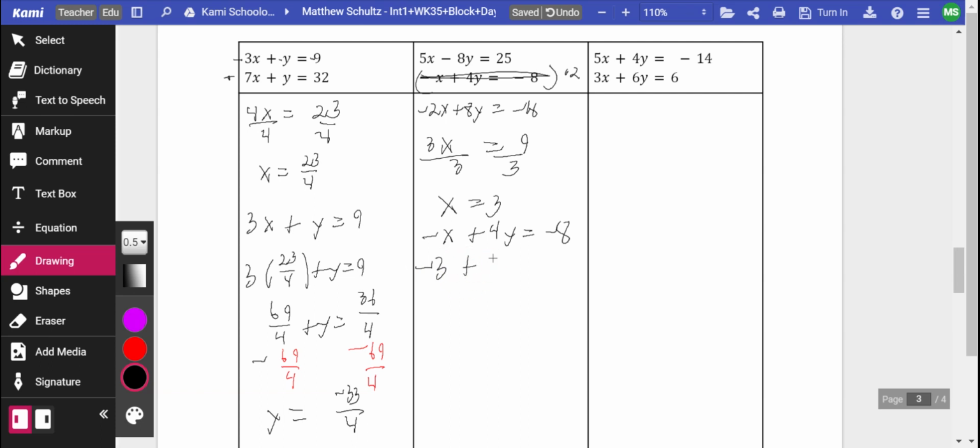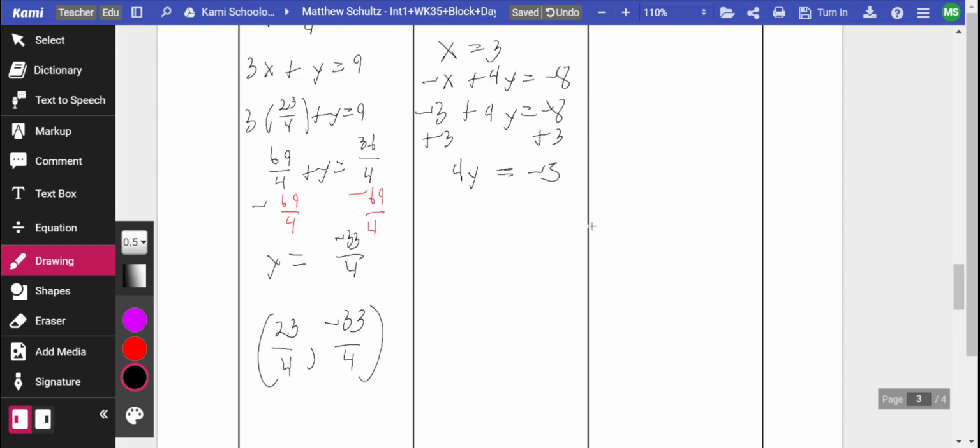So that's negative 3 plus 4y is equal to negative 8. I add 3 to both sides. I get negative 5 is equal to 4y. Oop, looks like it's going to be a fraction. Divide by 4, divide by 4. I get y is equal to negative 5 fourths. So I'm going to take this and put negative 5 fourths as our y, and our x is 3. Done. It doesn't ask us to solve or to check it, so I'm not going to do it.